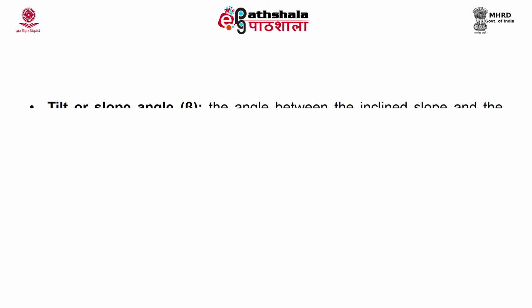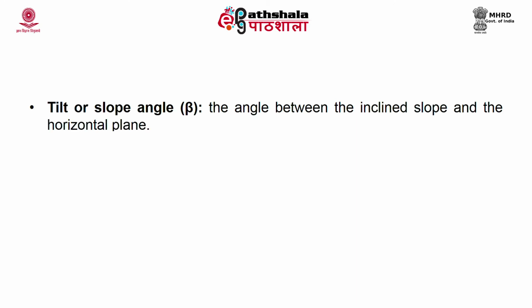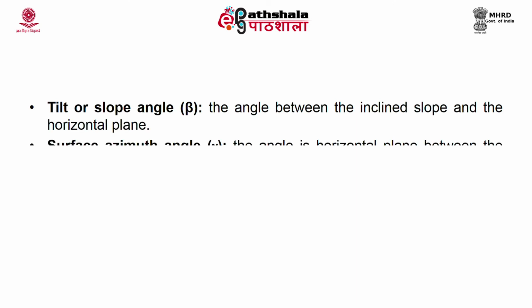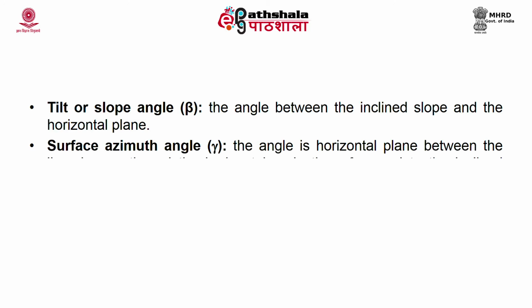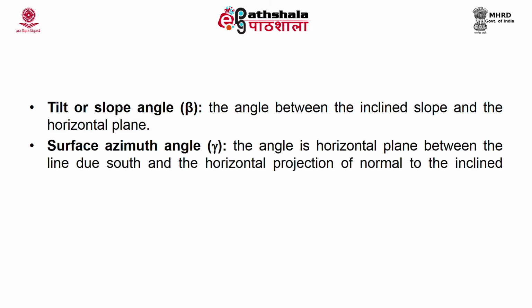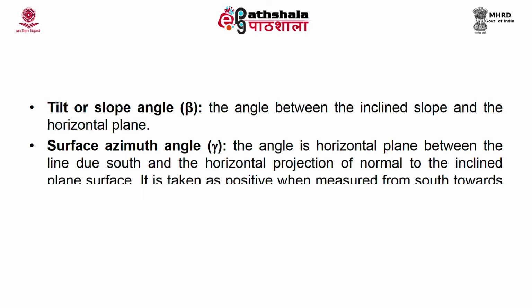The tilt angle is the angle between the inclined slope and the horizontal plane. Surface azimuth angle is the angle in the horizontal plane between the line due south and the horizontal projection of the normal to the inclined plane surface. Normally, this is taken as positive when measured from south to west. So, the basic sun-earth angles are latitude, declination angle, hour angle, inclination angle, zenith angle, solar azimuth angle, angle of incidence, tilt or slope angle and surface azimuth angle.